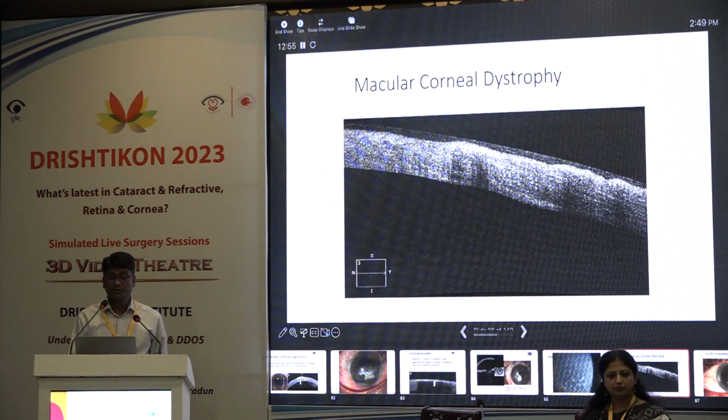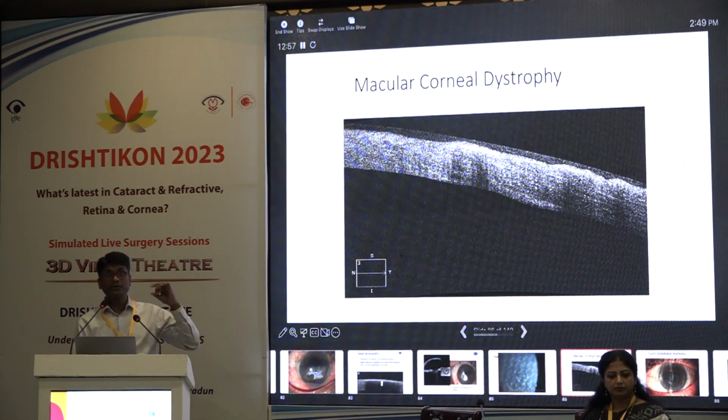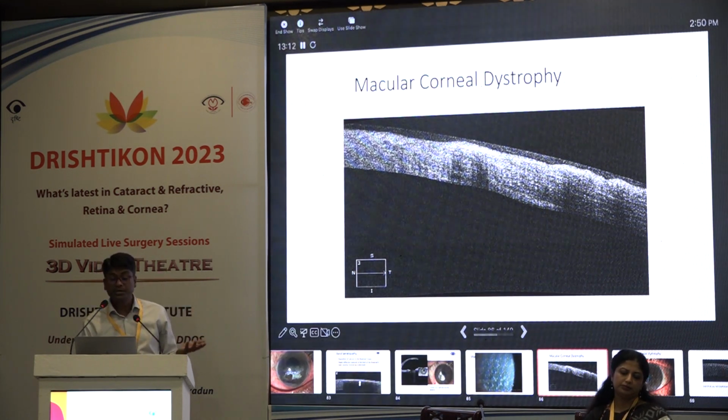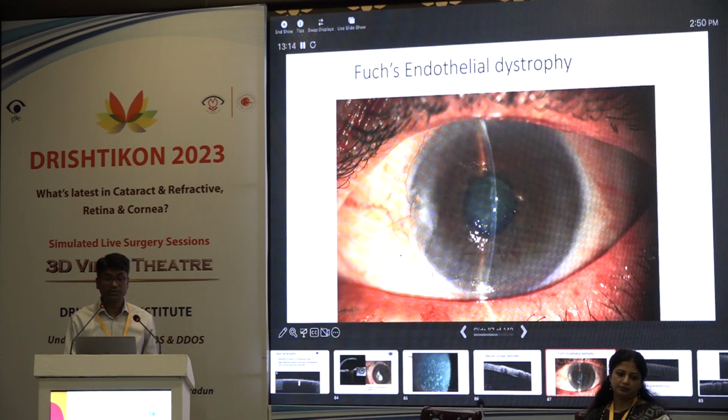Macular dystrophy, you can do an OCT. If you have a doubt in the diagnosis, you do the OCT. If it is slightly thinner, it is macular dystrophy. In macular dystrophy, you can know where these deposits are. If these deposits are on DM also, then you will not do a DMEK. You'll do a penetrating keratoplasty. That's how it helps me in managing my macular dystrophy patient.